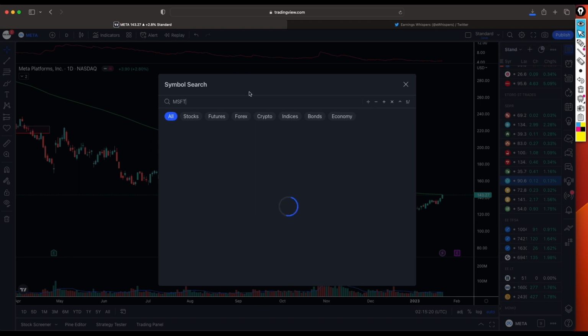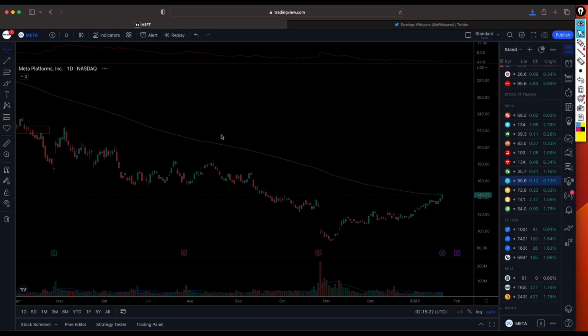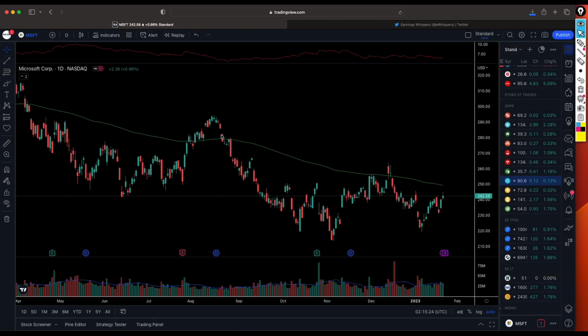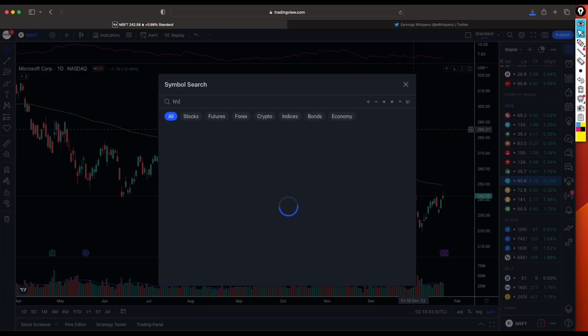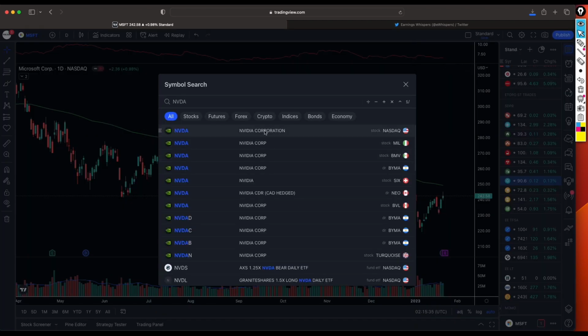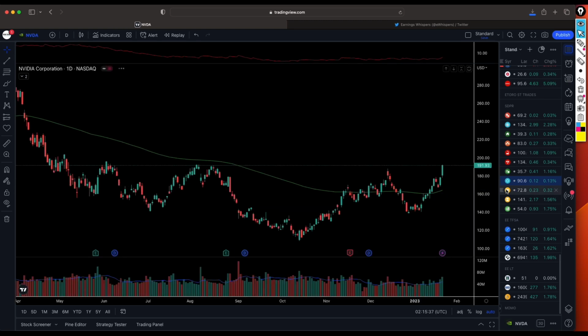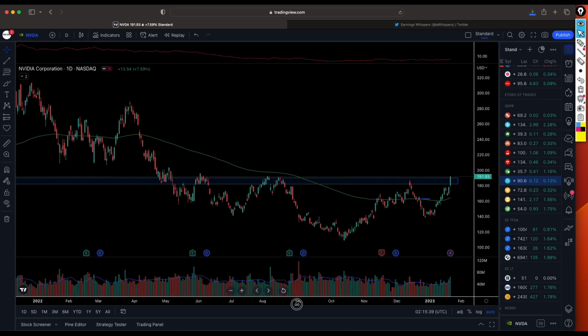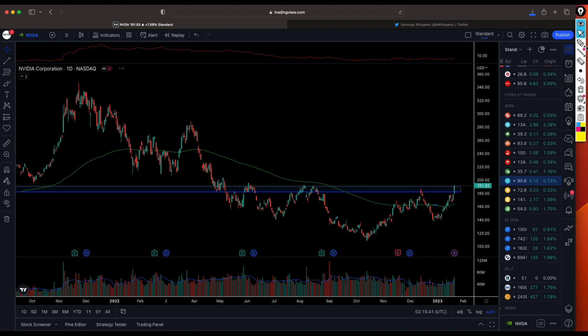Another company that is on the radar is Microsoft. At this moment, we don't have a position on Microsoft, but we'll show you something now on why we don't have a position on Microsoft yet. And then we had a video previously where we were covering Nvidia Corporation. As you can see now, Nvidia is trying to break above this resistance level.